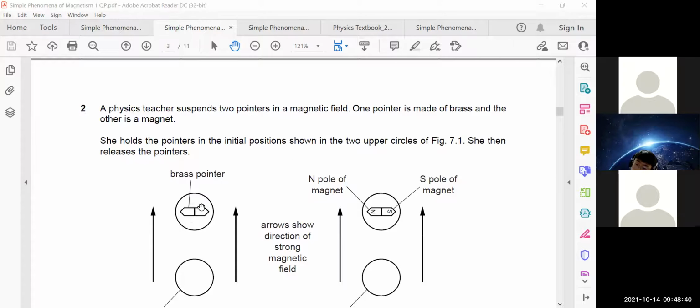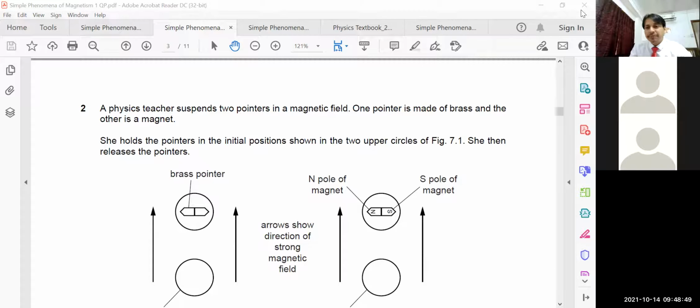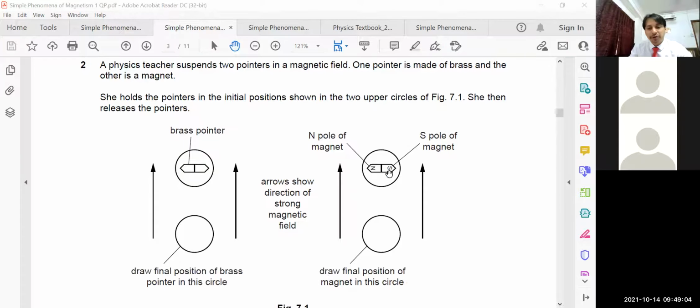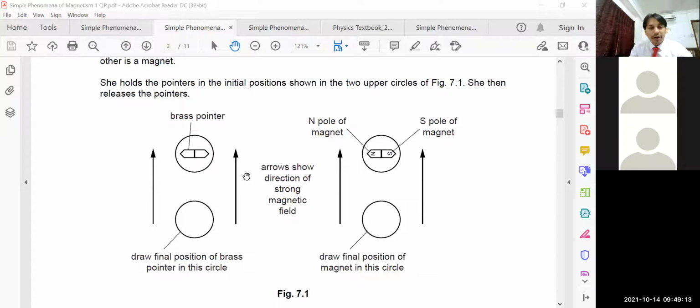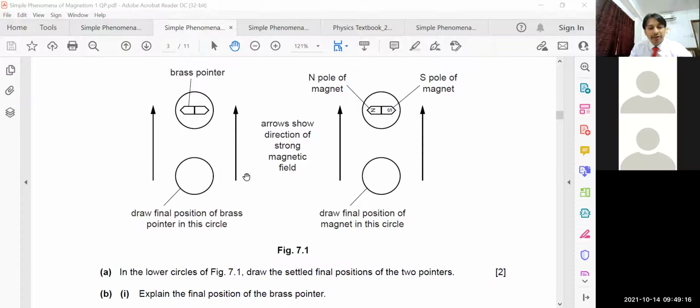A teacher suspends 2 pointers in a magnetic field. One pointer is made of brass. Brass is a non-magnetic material. And the other is a magnet. She holds the pointers in the initial position shown in the 2 upper circles of figure 7.1. This is diagram 7.1. She then releases the pointers, and then what happens? In the lower circles of figure 7.1, draw the settled final position of the 2 pointers.